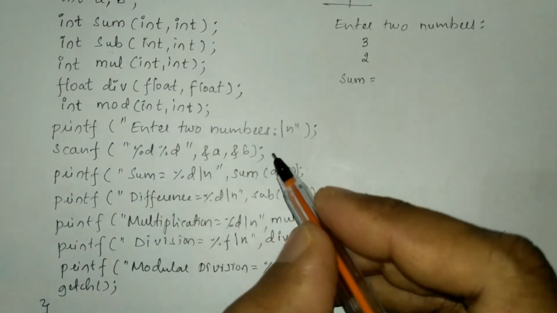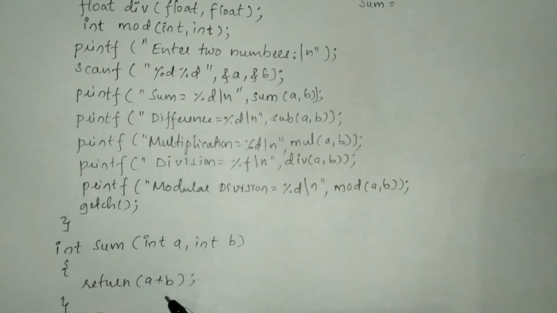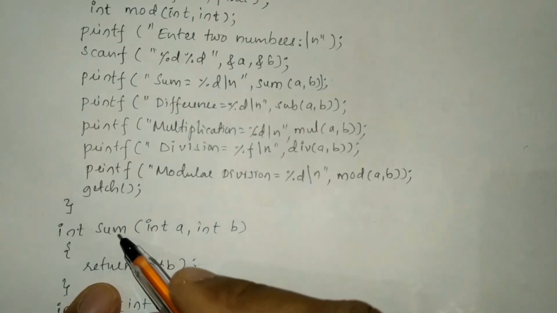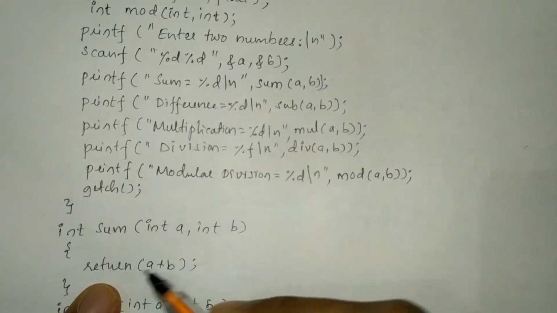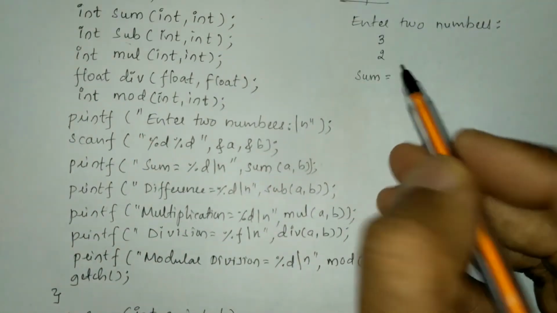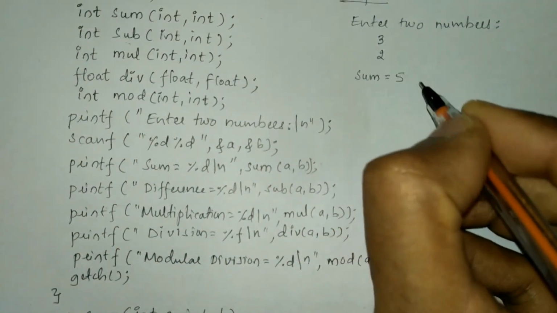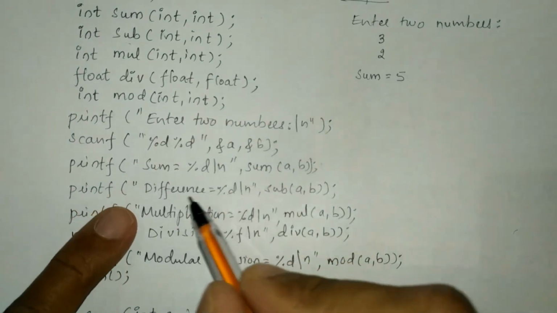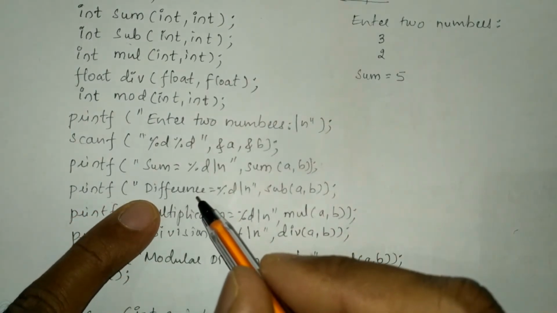So automatically control transfers from this particular statement to this function definition. So it is going to execute and return a plus b. So it is going to perform 3 plus 2, that is 5. So 5 will be printed. Similarly, it is going to go for printing the next statement.